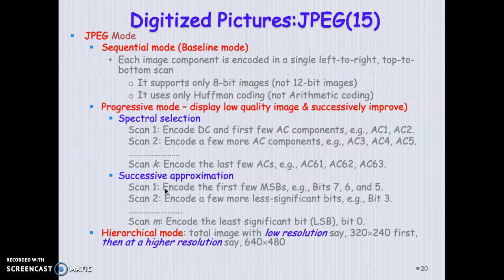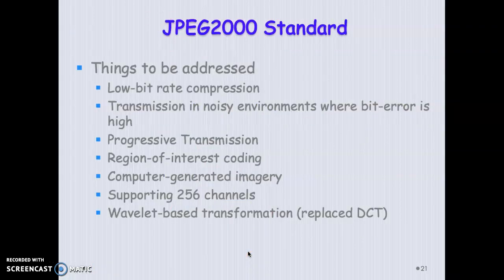There are a few modes of JPEG: sequential, progressive, and hierarchical. This one you can read by yourself. And now we already have JPEG 2000. The things to address in JPEG are low bit rate, and these are the advantages of JPEG.